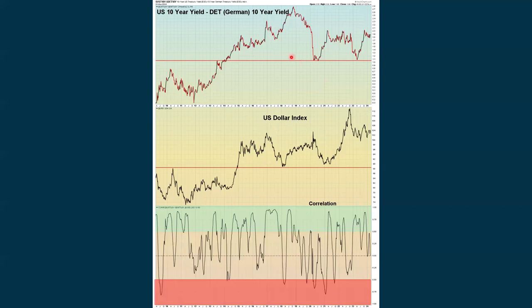Then we look at the 10-year yield in the U.S. and we subtract the German 10-year yield. Because U.S. rates are higher, that gives us a positive answer. So we're above this red line. And then sometimes we can match it up with the U.S.